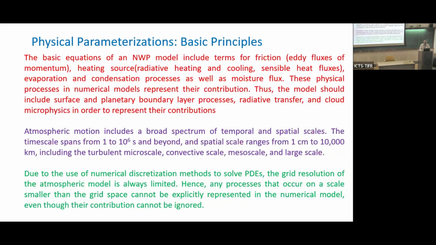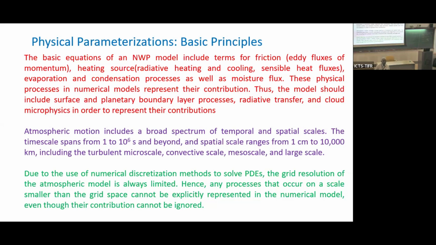So physical parameterization, I'll just spend a little time. As I told you, the moment I've discretized a grid, I have a wave that can be resolvable, right? So if I have a grid size of 10 kilometers, the smallest wave that can be resolvable is 20 kilometers.